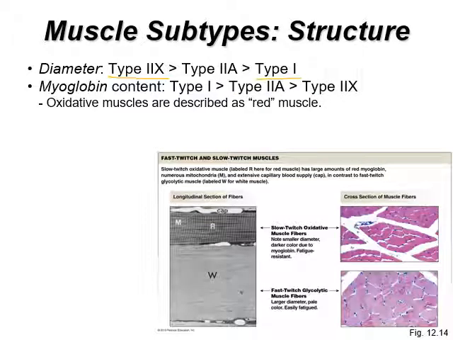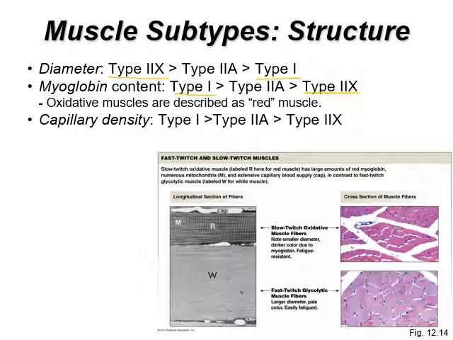Myoglobin has to do with oxygen levels. It's a reserve for oxygen. Since the fast twitch only use glycolysis, they don't need oxygen, and therefore they have little to no myoglobin, where the slow twitch is all oxidative, and so they have a high level of myoglobin because they need the oxygen to produce energy.